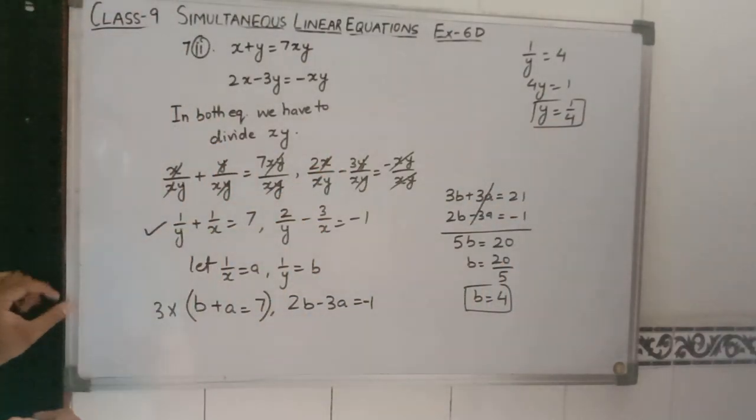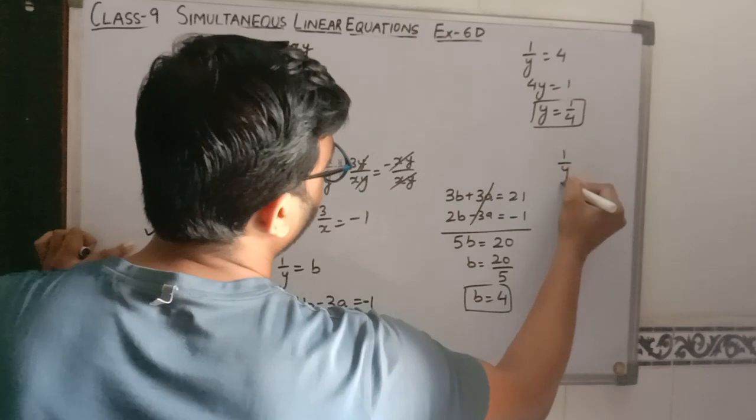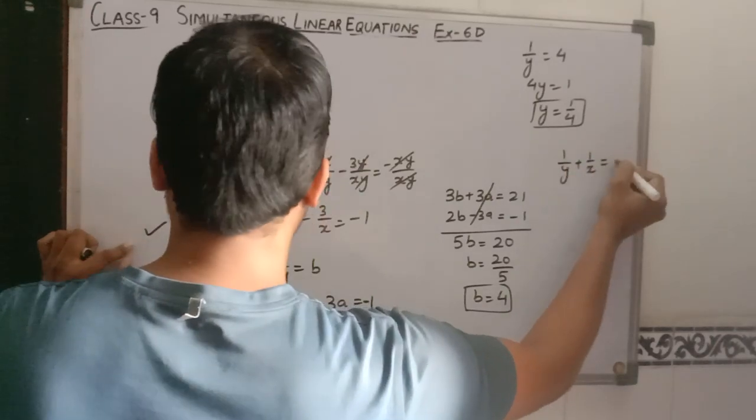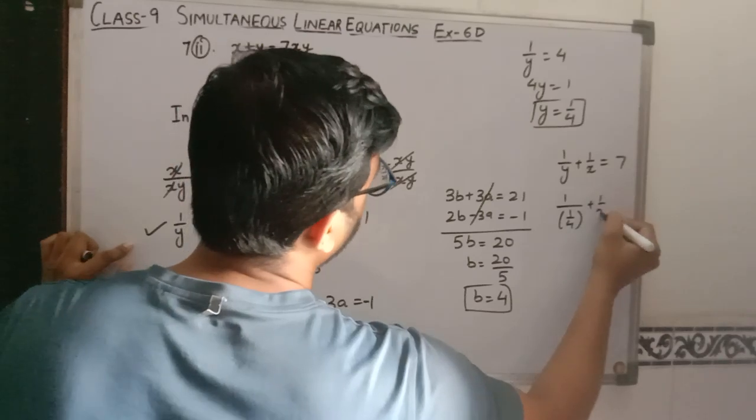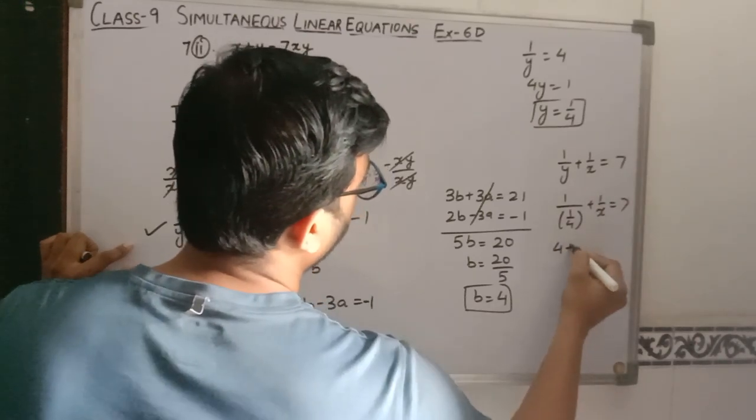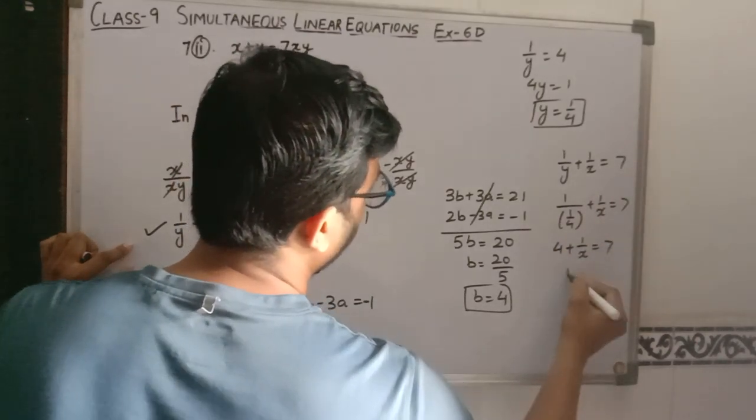Now we can place the value of y in this equation. 1 upon y plus 1 upon x is equal to 7. So 1 upon 1 by 4 plus 1 upon x is equal to 7. So 4 plus 1 upon x is equal to 7.